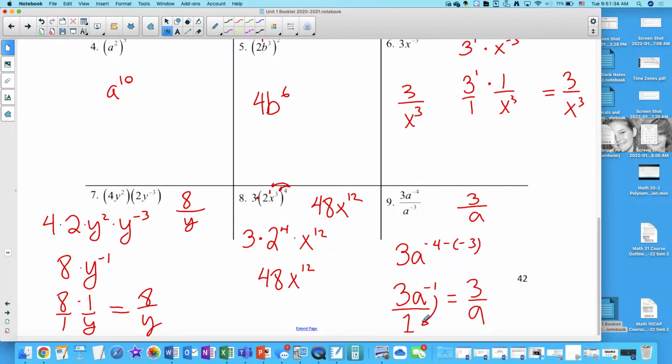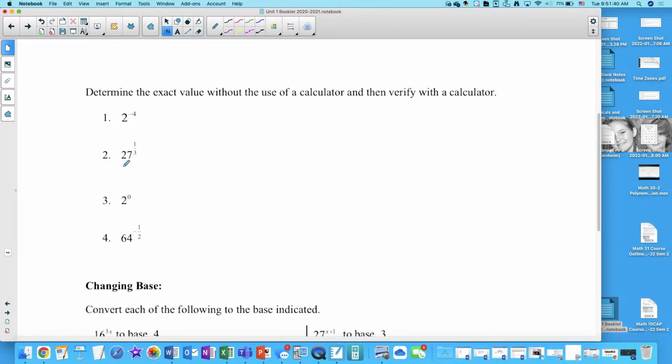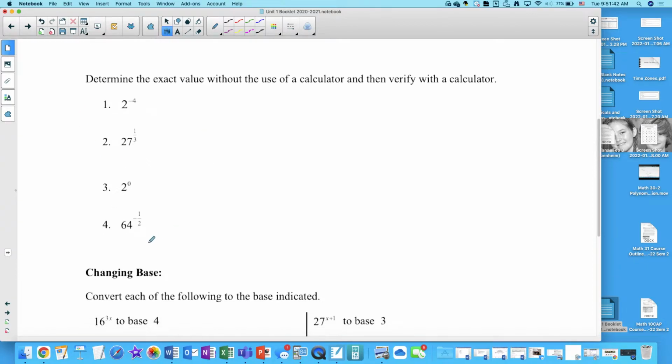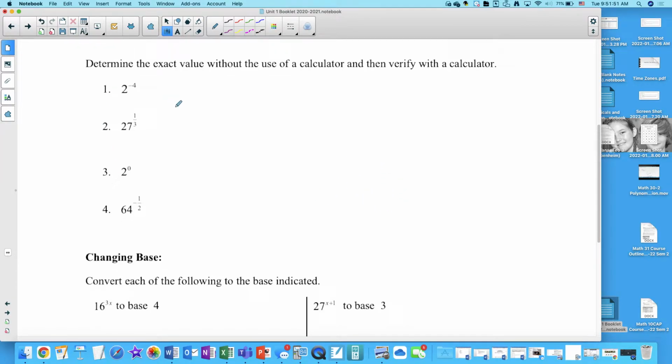Determine the exact value without the use of the calculator, then verify with a calculator. Okay? So 2 to the negative 4, we've already talked about how we define these. We want to know the value. It is 1 over 2 to the 4. And what's 2 to the 4? 16. So 1 over 16.